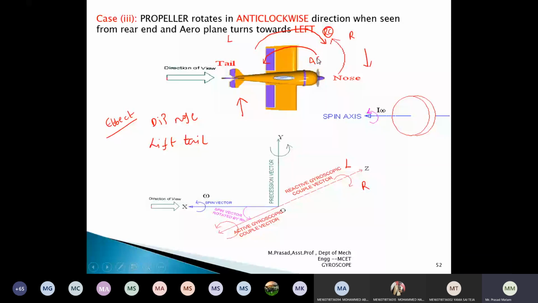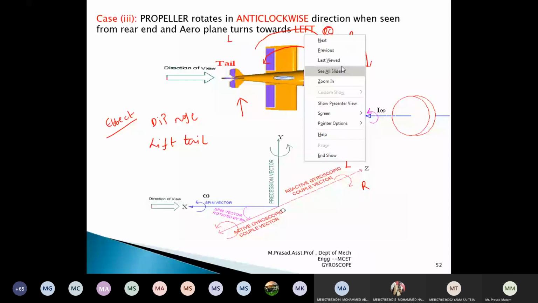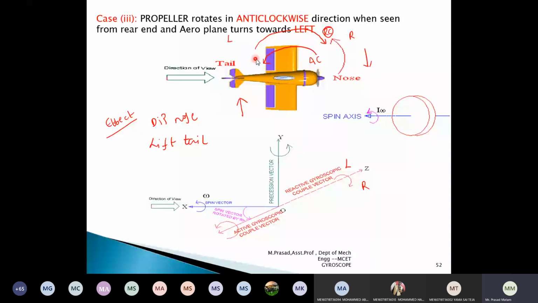This is the reactive couple which moves from left end to the right end. Where this arrow mark is pointing, it is pointing towards the nose. Means what is happening? It tries to move the nose downwards and tries to lift the tail upwards. I can write: dip the nose and lift the tail.